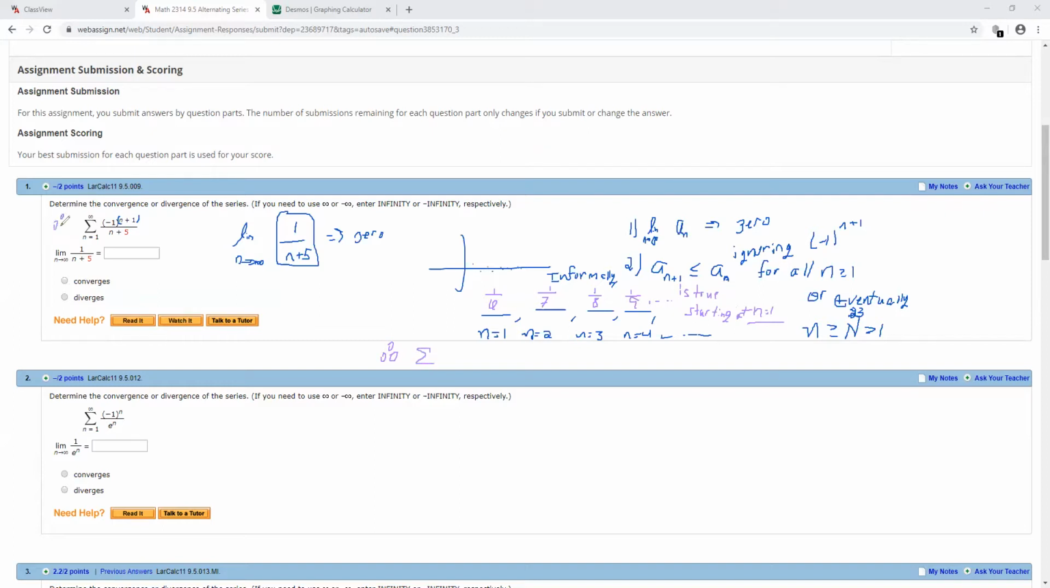Therefore, the series, well, let me just write it over here. Therefore, this series does what? Converges. By what test? Alternating series test.